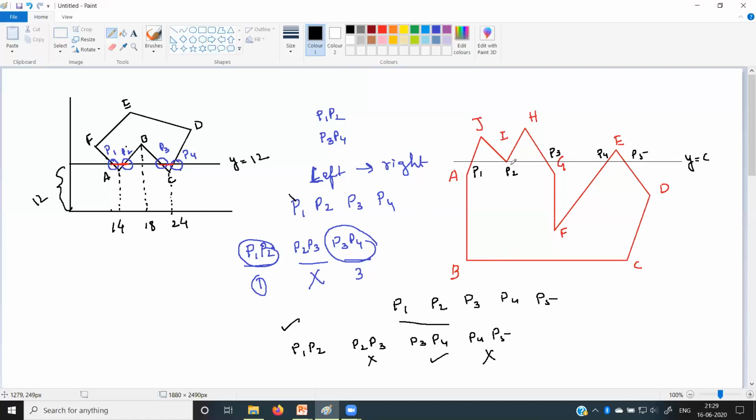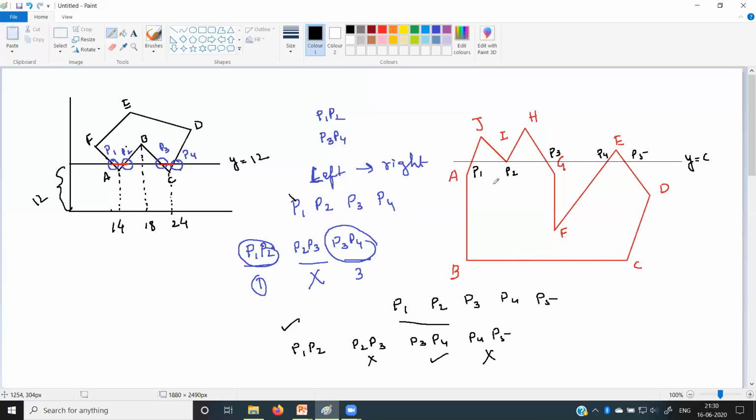Clear? So if a scan line is passing through a vertex, in that case, we have to impose some extra condition. Clear? The extra condition is, again, I am repeating what the problem is. Try to understand. After drawing this line segment and after finding all the intersection points, you can see that the line segments are P1, P2, P2, P3, P3, P4 and P4, P5.